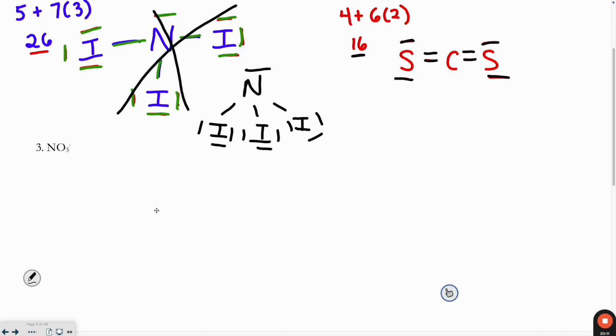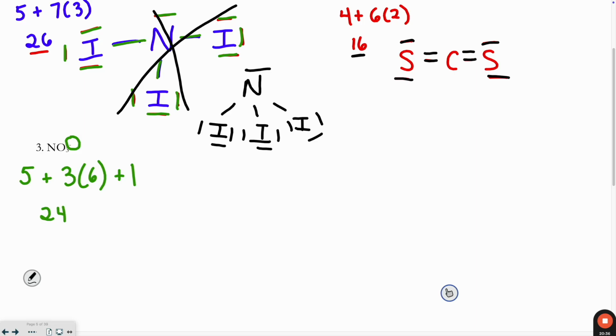This minus tells me that I need one additional electron. So if I need one additional electron, I've got 5 valence electrons from nitrogen. I've got 3 oxygens, which have 6 valence electrons. And then to all of that, I'm going to simply add 1. So when I add all of these together, that gives me 24.